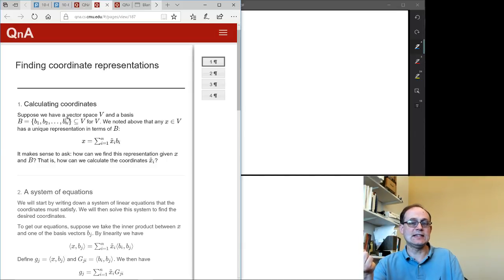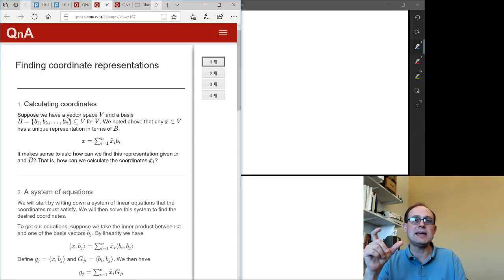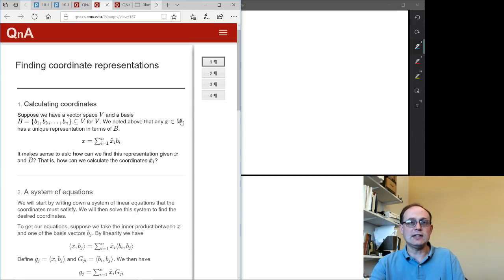A basis is a linearly independent set of vectors which satisfies one additional property, which is that you can't make it any bigger. In other words, if you add another vector to the set, it's going to be linearly dependent, right? So you take another vector, let's call it b_{n+1}, and it has to be in our vector space V, and if we add it to our set, then the set becomes linearly dependent.